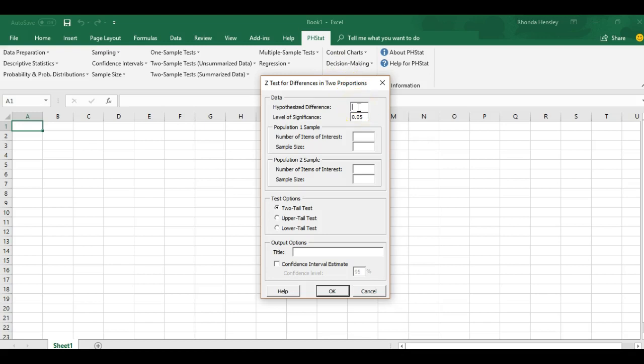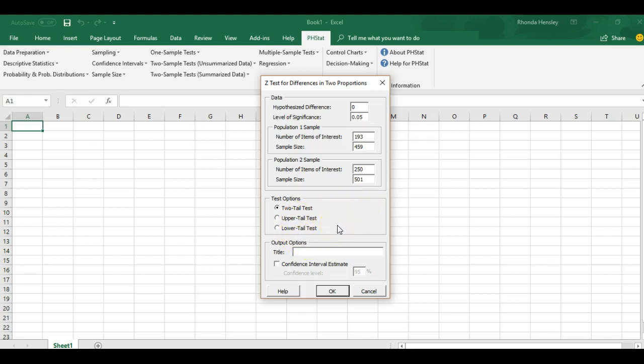Again, our hypothesized difference is 0. Population 1, which is our men, has an X value of 193 and a sample size of 459. The women that we sampled, 250 of them said that they use Facebook to share with lots of people, and 501 was our sample size.